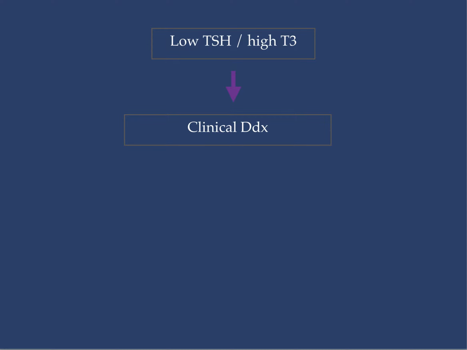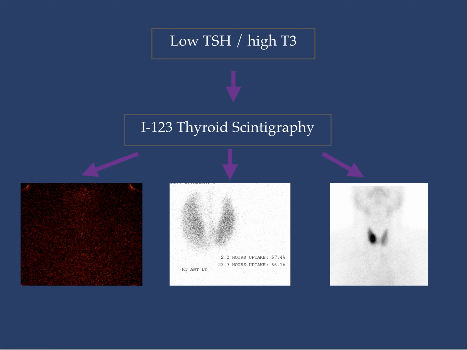So this is the typical clinical pathway. Endocrinologist tells you low TSH, high T3, and what is the clinical differential diagnosis, and what is the next step. And as we just talked about, the next step is I-123 thyroid scintigraphy, and we're trying to distinguish these three clinical scenarios. So I'm going to give you 3 seconds to correctly name each one.